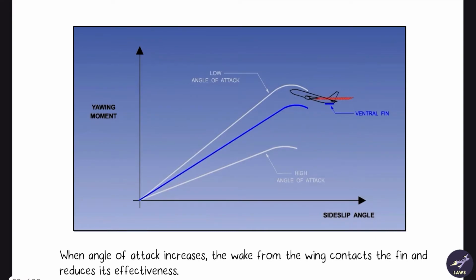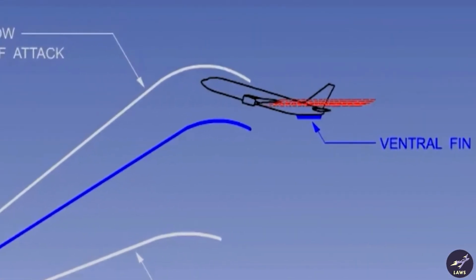In case of directional stability, the ventral fin is useful at high angles of attack. When at high angles of attack, the wing wake covers the whole fin area and makes it less effective. In that case, because of this ventral fin, you can maintain your directional stability.